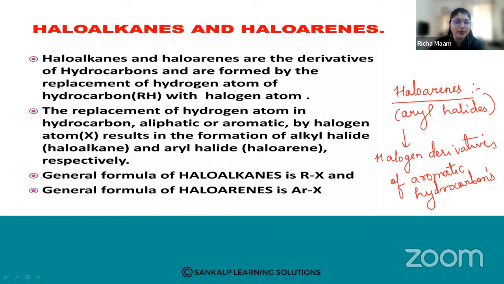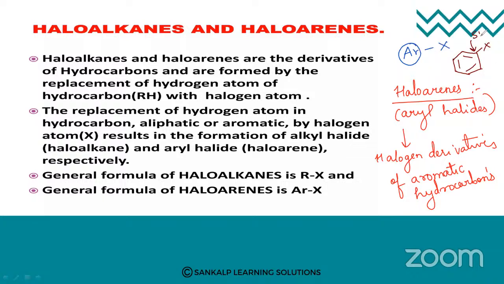So how do you represent the haloarenes? Here I'll write ArX. This represents your haloarenes. In this, Ar means your benzene ring. Suppose I write the structure of the benzene ring here. The halogen atom is attached to the benzene ring. So what is the hybridization of this carbon? sp2. Yes, it is sp2.